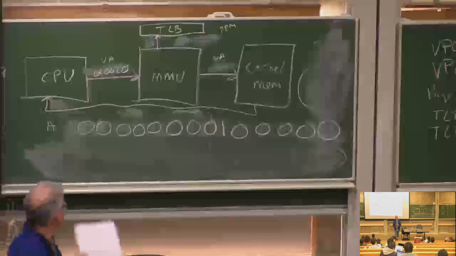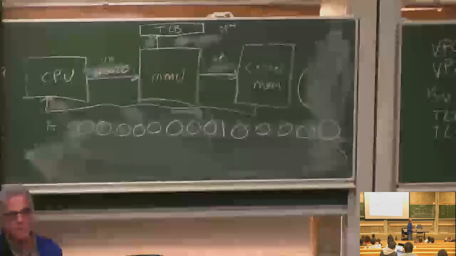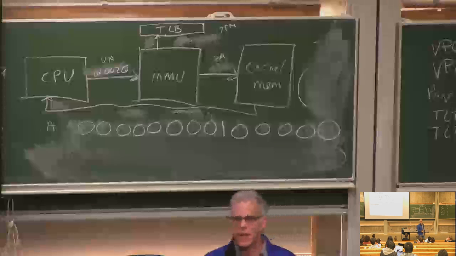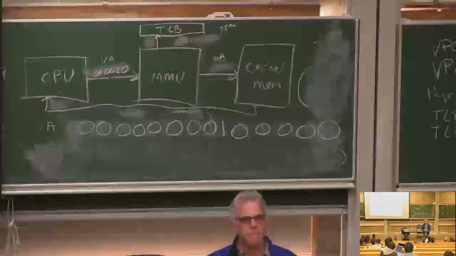Okay, so the CPU presents virtual address 20, and it goes to the memory management unit. I know you guys are all bored, but just humor me. What happens?